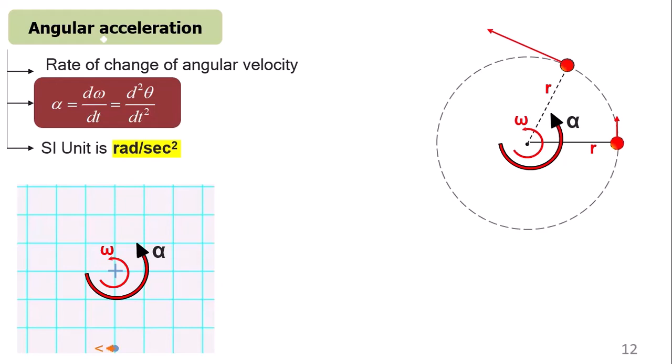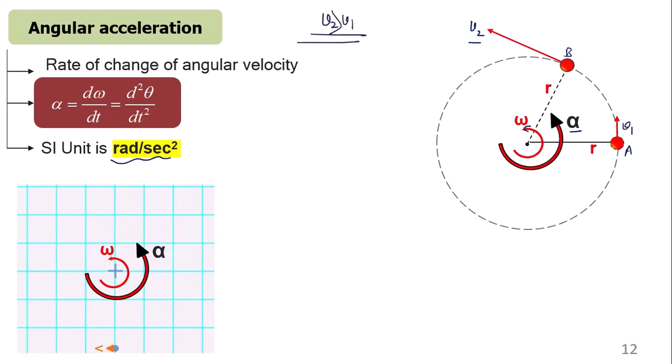So alpha is basically d omega by dt, which can also be written as d2 theta by dt square. The SI unit is radian per second square. Now consider a situation where a particle moves with some alpha and some omega given. It starts from point A, and after some time goes to point B. Clearly you can see that the velocity V2 is more than V1, the arrow is longer. That means it is a non-uniform type of motion.